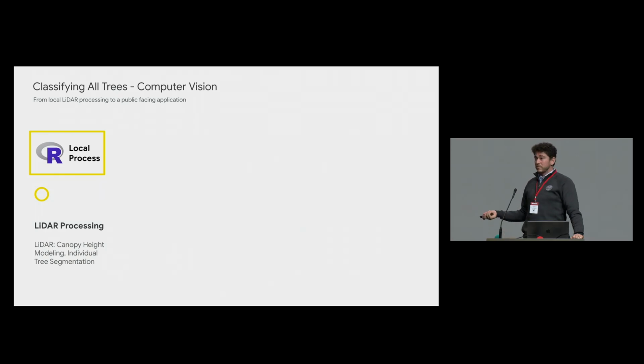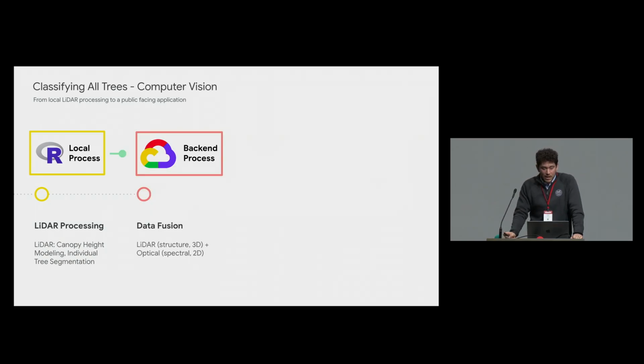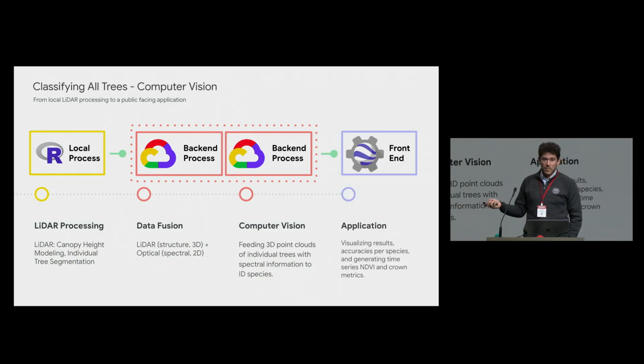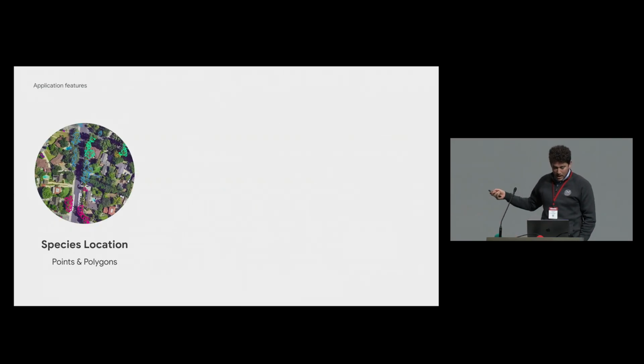Now, the architecture for computer vision follows a very similar track. Again, a lot of local processing using R for LiDAR data. But because we preserve the three-dimensionality of that data, we actually bring it into Google Cloud. We can then fuse that with optical data that's been exported as a cloud asset from Earth Engine, fuse that together. We trained our computer vision model, got our results, same thing, plug it into an app, or provide a GIS layer earlier on.